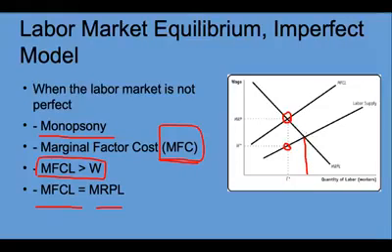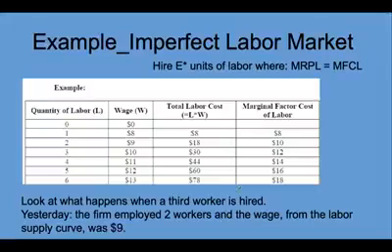But now when they have a market, the labor market is imperfect, the monopsony case, they will hire much less and they will pay much less. So that will be the case. And let's look at the next slide, and we can see here how to calculate MFCL.